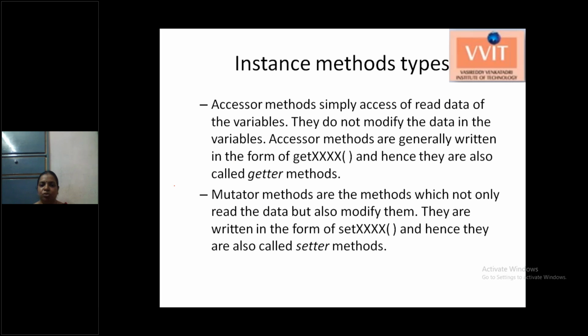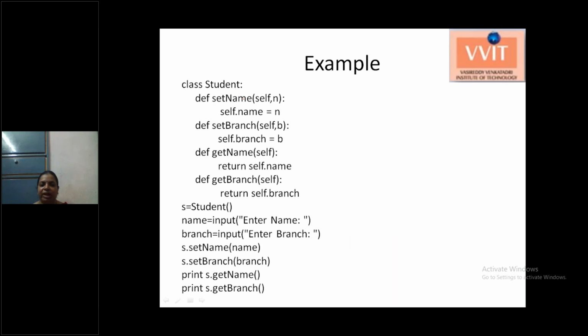Within the instance methods, we have two types. One is the get methods, and another one is the set methods. Get methods are the accessor methods. Set methods are the mutator methods. We'll see how to define these two methods. So assume that you have two variables, name and branch, both private variables. I want to give set name to assign the value to the name variable, set branch to assign the value to the branch variable, get name to return the name variable value, and get branch to return the branch variable value.